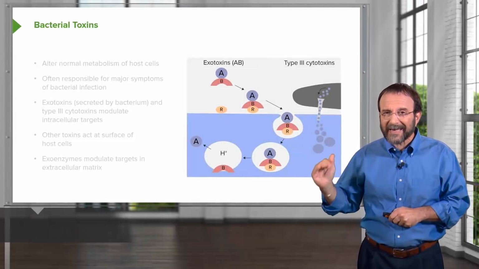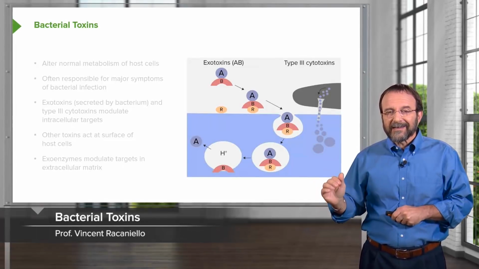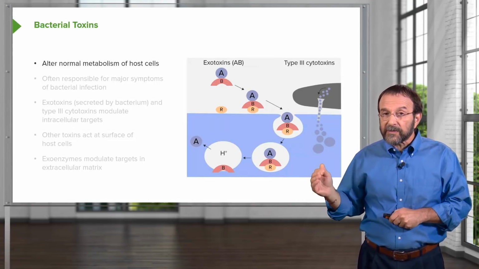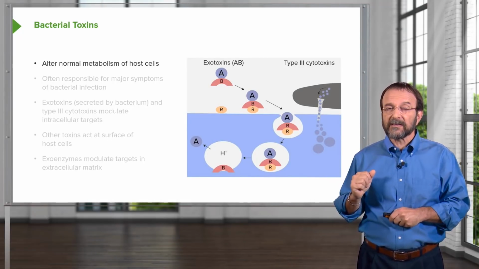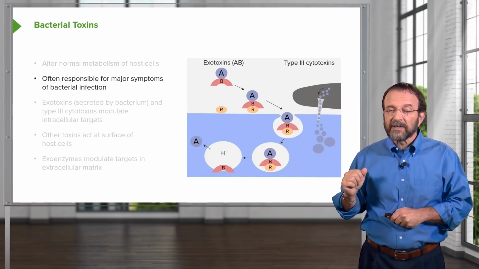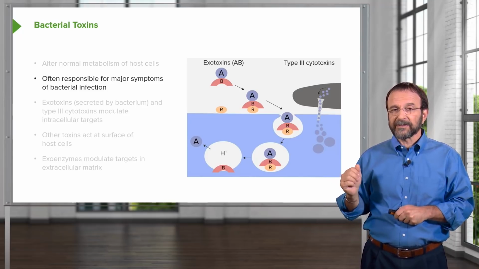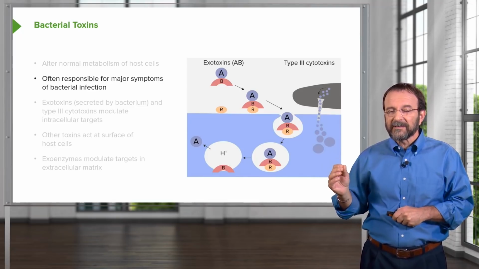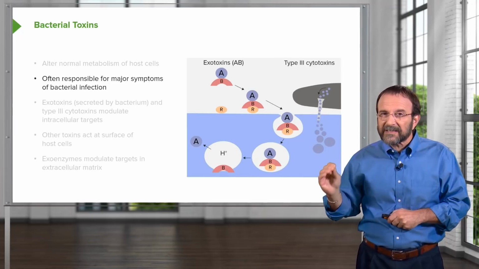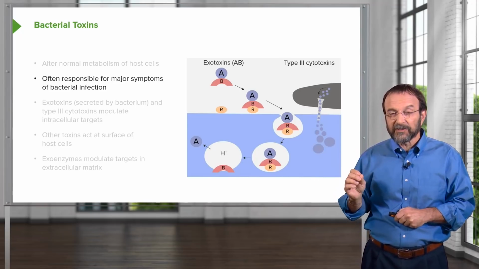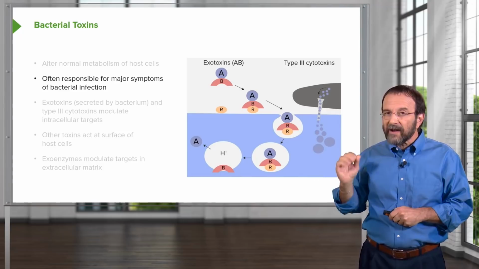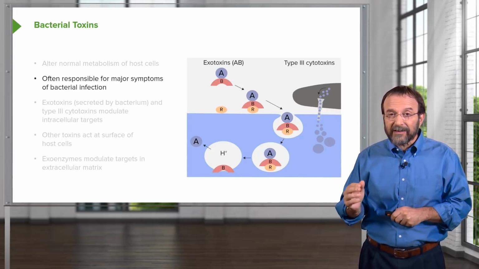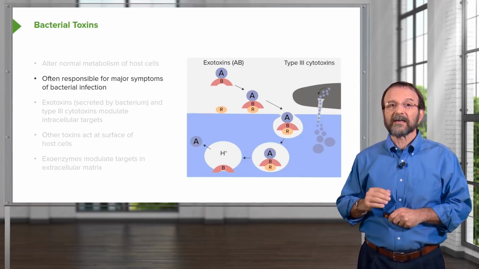Let's talk a bit about bacterial toxins. These are molecules produced by various bacteria that alter the normal metabolism of host cells, and they are often responsible for the major symptoms of bacterial infection. There are many different kinds of toxins that are produced, which we'll talk about briefly. Interestingly, this is in direct contrast to viral infections, in which very few viral toxins have been identified. They cause disease in very different ways from bacteria.